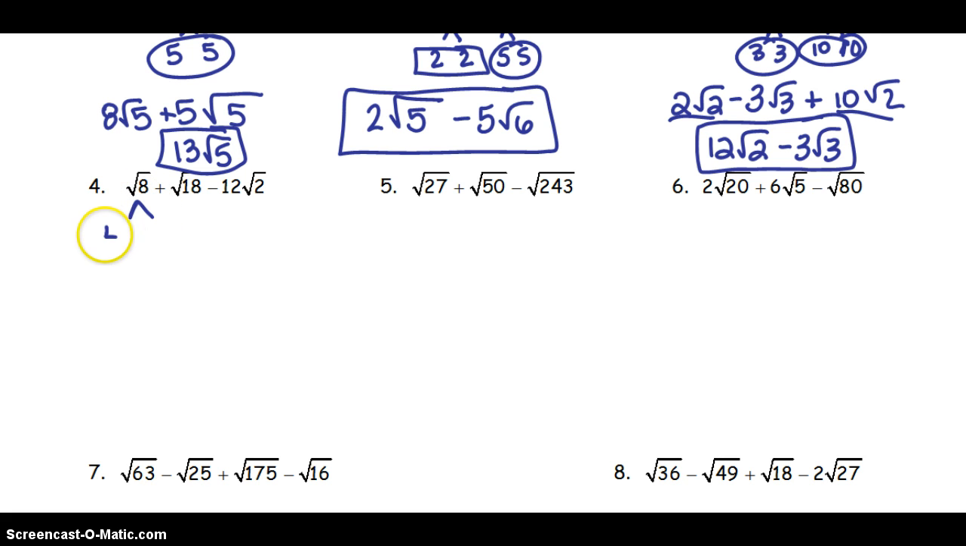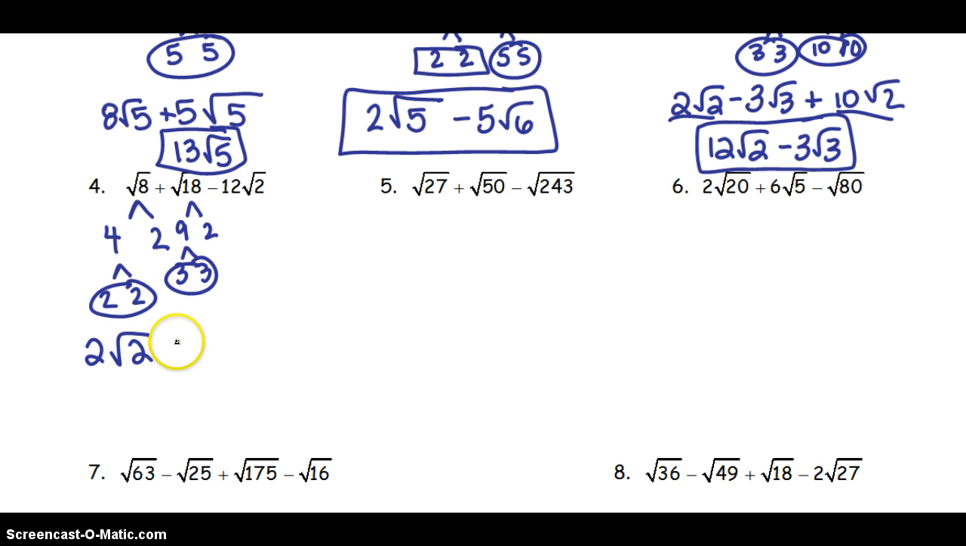This one you can break down to 4 and 2. We can do 2 and 2. So we have a pair of 2's, 2 left over. This one you could do 9 and 2. We have a pair of 3's and a 2 left over. So 3 root 2. And then the last one can't break down a 2, so we'll just tack it on.